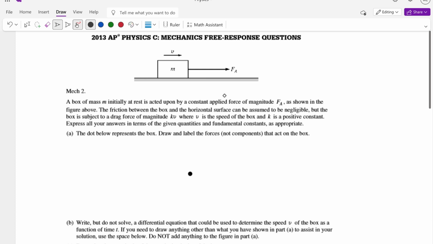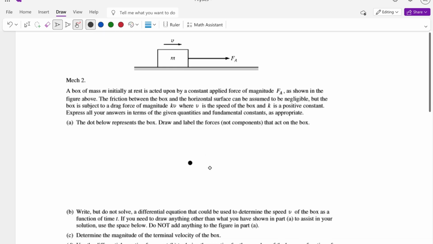Instead of writing about seminar, I'll talk about physics, and then I'll continue doing other math topics in the future. So this is the 2013 Physics C Mechanics problem on drag, because that's the concept we were learning in class today. So yeah, we'll just go through this problem, okay?